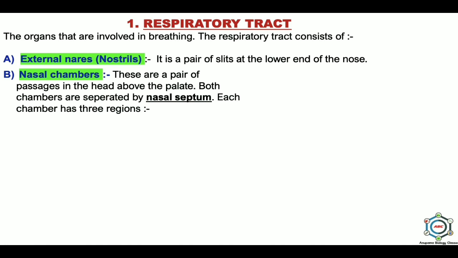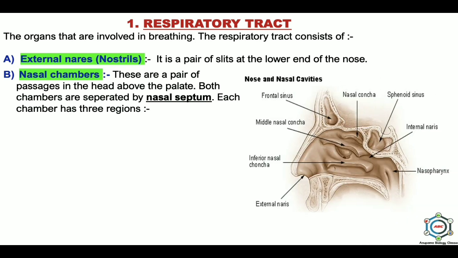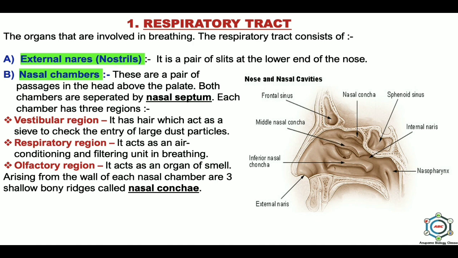These are a pair of passages in the head above the palate. Both chambers are separated by the nasal septum. Each chamber has three regions. This is the diagram of the nose and nasal cavity. The regions are the vestibular region, respiratory region and olfactory region. The vestibular region has hairs which act as a sieve to check the entry of large dust particles, while the respiratory region acts as an air conditioning and filtering unit in breathing. The olfactory region acts as an organ of smell.